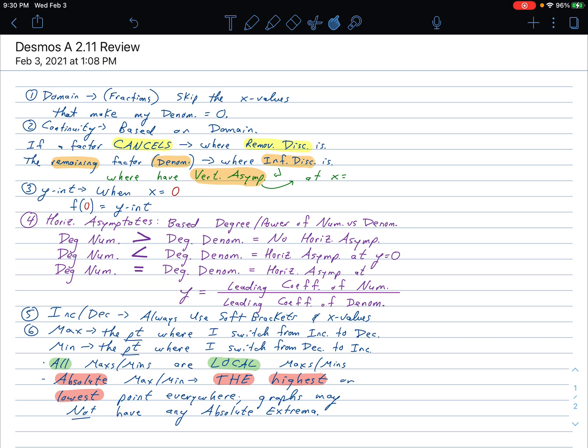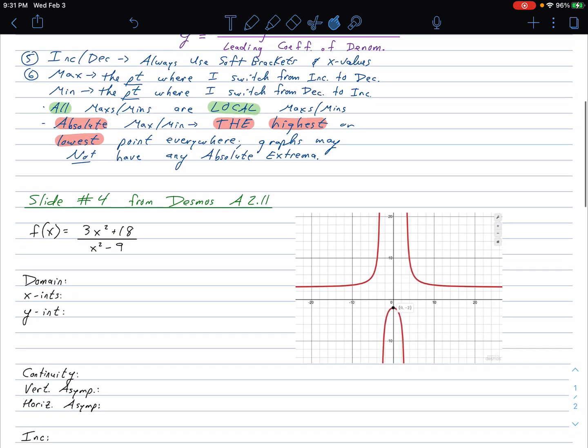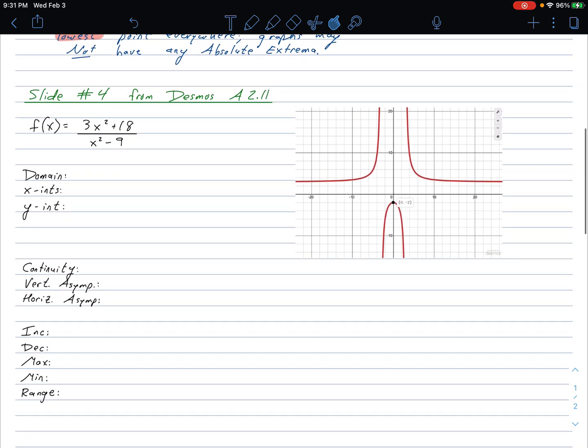Right, so based on all these notes, remember, maxes and mins, all of them are local. Only the absolute tallest or lowest point would be an absolute, if there are any, there may not be any. Okay, your vertical asymptotes are at x values, horizontal are at y values, and then this is all y, or how they occur. Okay, so looking down, this is what our slide number 4 was, and I just kind of want to go through all the questions, or all the description qualities we had.